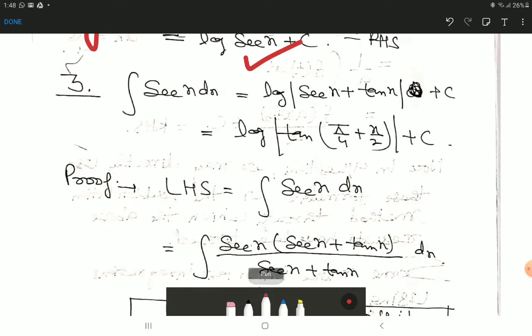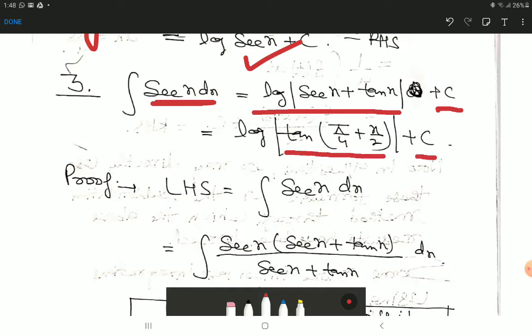Integration of sec x dx. It is log of sec x plus tan x plus c. And there is one more formula. Log of tan of pi by 4 plus x by 2 plus c. Here also I will be making use of theorem number 2. See how to do it.